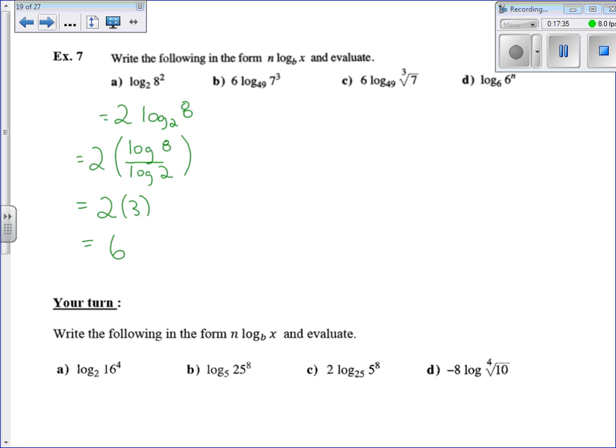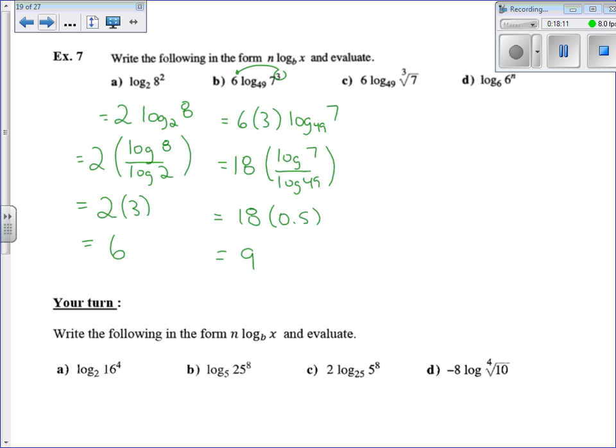If we look at this, we already have a coefficient of 6. We're going to move that 3 in front. So we need to move the 3, and then the 3 gets multiplied to the 6. So we get 6 times 3 times log base 49 of 7. So that's 18 times log 7 divided by log 49. Log 7 divided by log 49 is 1/2. So it's 18 times 0.5, or 9.